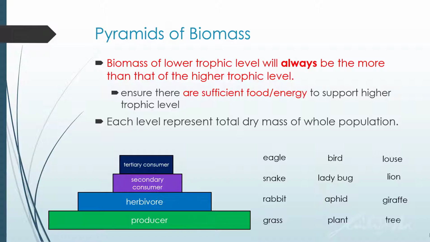But regardless, for a pyramid of biomass, if the lower trophic level is narrower than the higher trophic level, the whole pyramid will collapse because there's just not enough food for the next trophic level. So if you do not have enough plants to support the herbivores, they will run out of food, and then the herbivores will die. So to maintain the whole population of the ecosystem, the biomass of the lower trophic level must be wider than that of the higher trophic level.